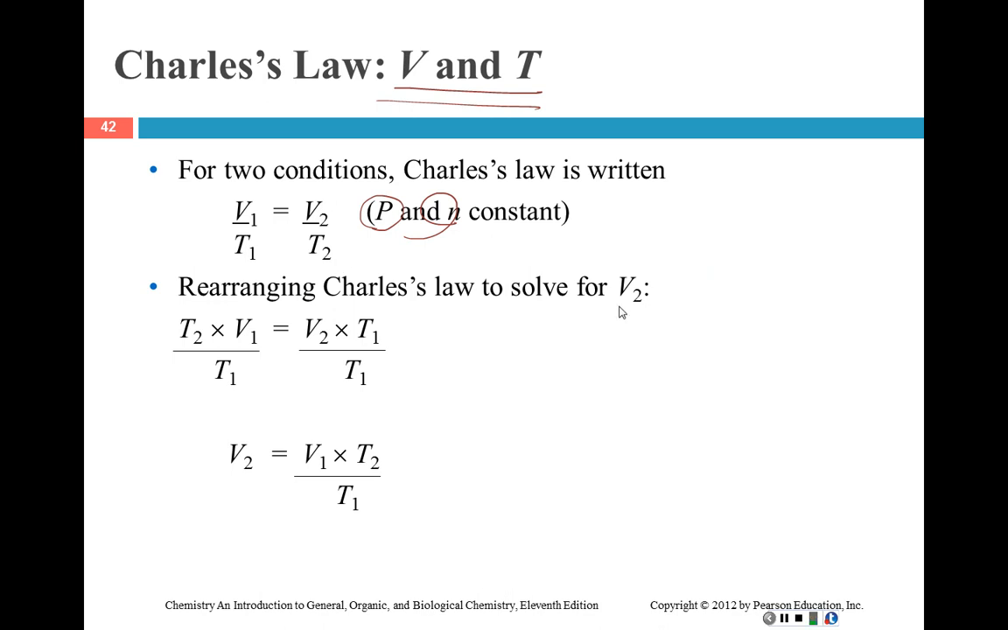If we solve for V2, we're going to multiply both sides by T1, because we're getting rid of T1. So we end up with V2 equals V1 times T2 over T1. That's just basic math. We are multiplying to get V2 by itself, so that's why we also have to divide by T1. So that's how we rearrange to get V2.